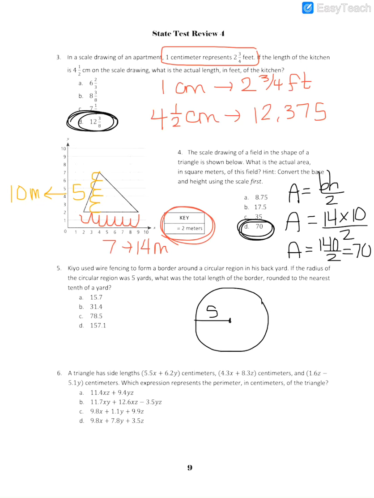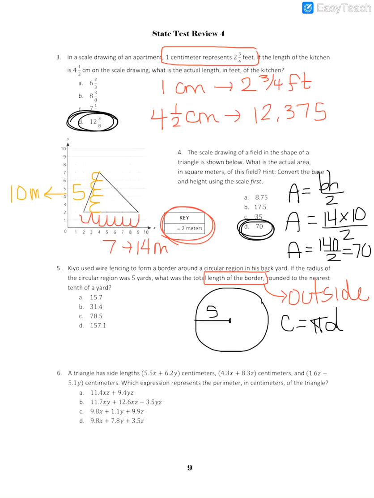Now, the tricky part about this problem is they never said the word area. They never said the word perimeter. They never said the word circumference. But they did say that we want the length of the border. So that tells me I am looking for the outside of the circle. The outside of a circle is called the circumference. So I need to do C equals pi d.